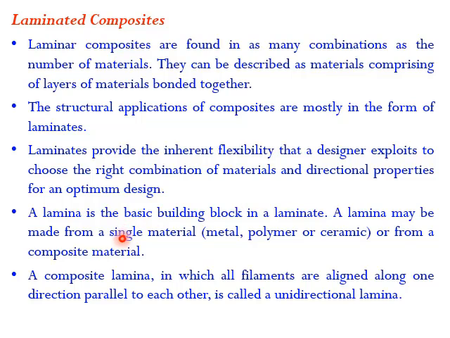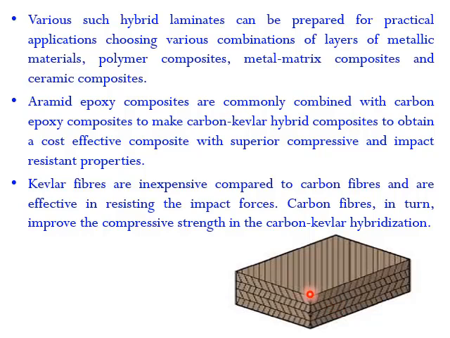A lamina is the basic building block of a laminate. A lamina may be made up of a single material, metal, polymer or ceramic, or from a composite material. A composite lamina in which all fibers are aligned in one direction, or parallel to each other, is called a unidirectional lamina, where the strength is distributed in only one direction. We can see the laminates like this, where the fibers are aligned in different directions to give strength in all directions.